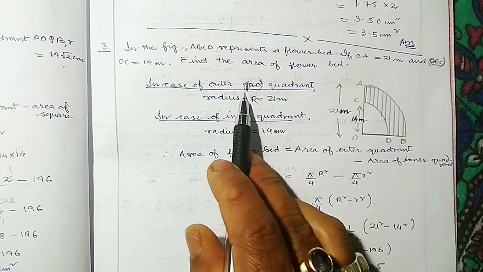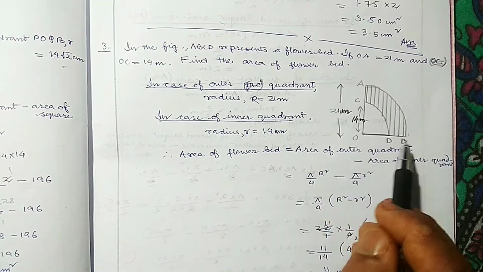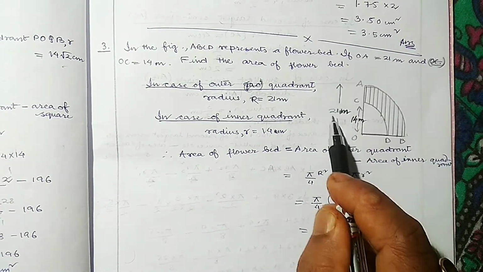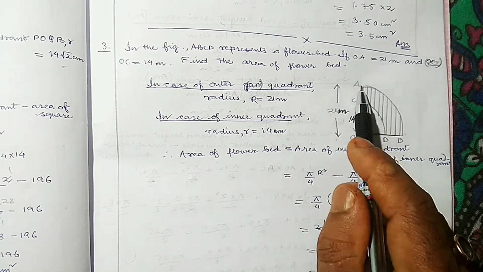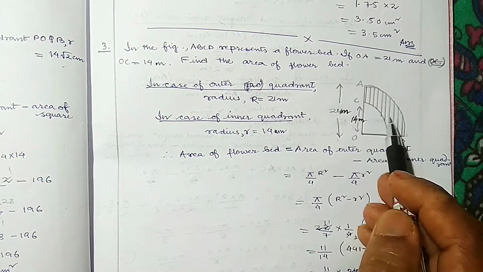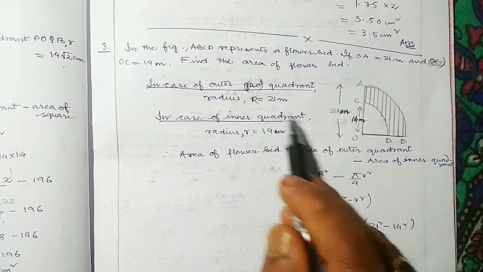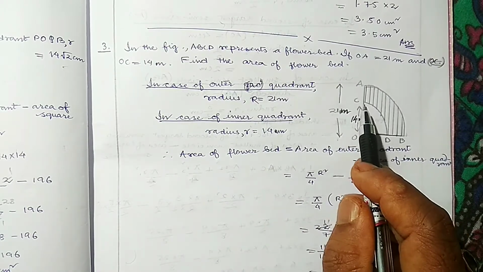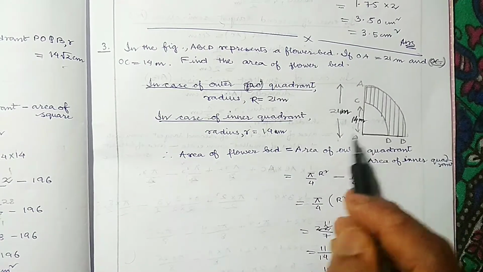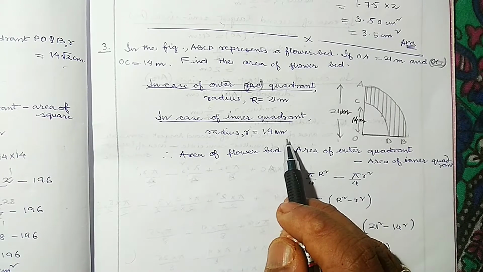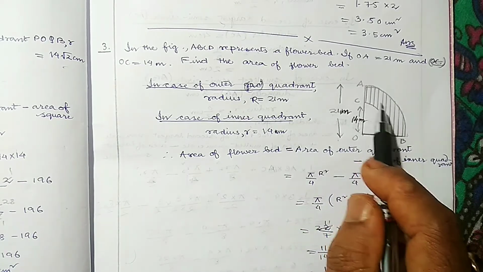So in case of the outer quadrant, that is AOB, the radius is 21 meter. That means if I consider AOB, the bigger quadrant, the radius is 21 meter. And in case of the smaller quadrant, that is COD, the radius is 14 meter. Now what we have to find? We have to find the area of the flower bed.